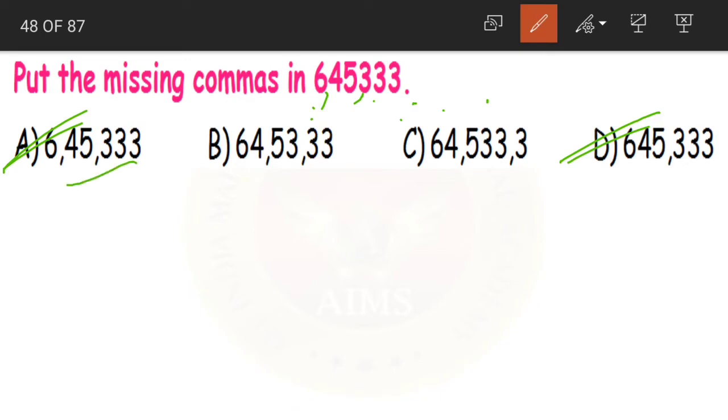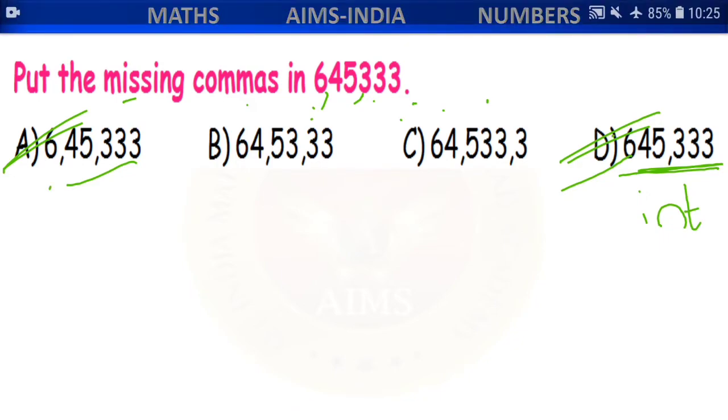Yes, both option A and option D can be a correct answer. Now this is in the international form, right? Yes, they did not mention specifically that the comma should be placed according to the Indian system or the international system. So both option A and D are the correct answers.